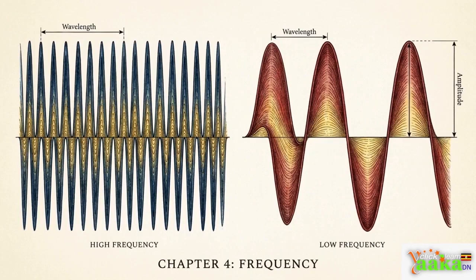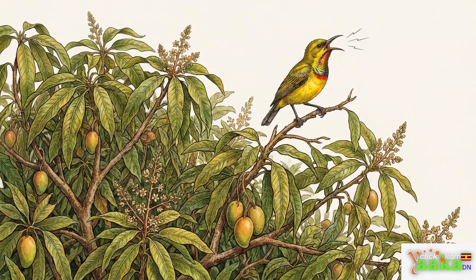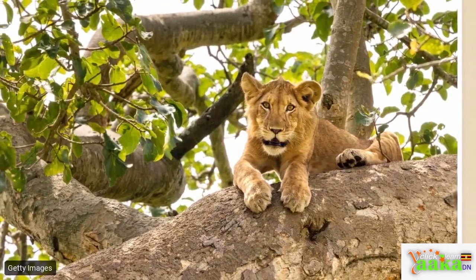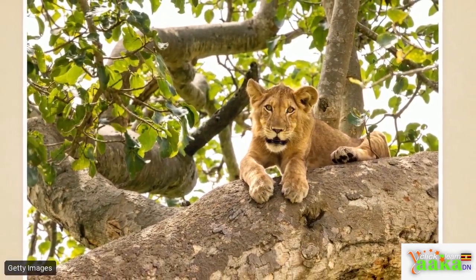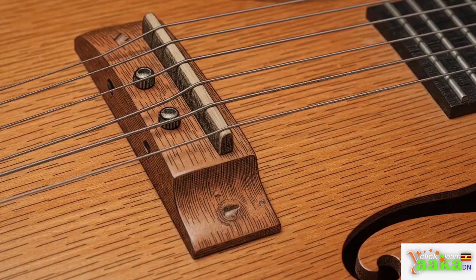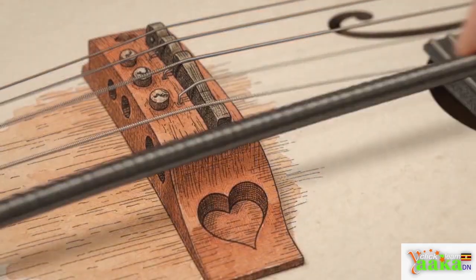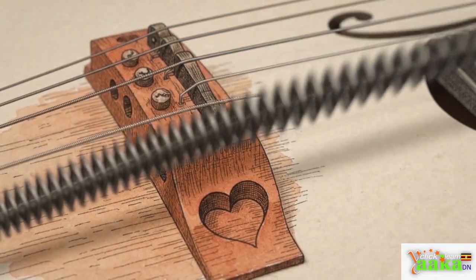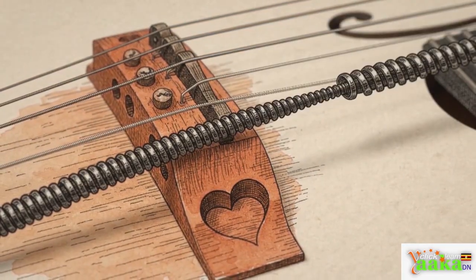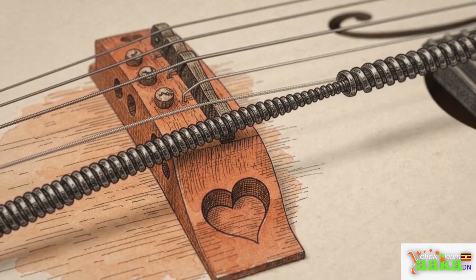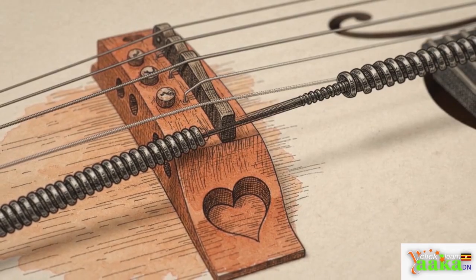Let's start with pitch. This is the exact highness or lowness of a musical sound. Think of a small bird chirping high in a mango tree. That's a high pitch. The deep, heavy roar of a lion in Queen Elizabeth National Park is a low pitch. This happens because of a simple rule. Pitch depends on how fast an object vibrates. Fast vibrations create high sounds. Slow vibrations create low sounds.